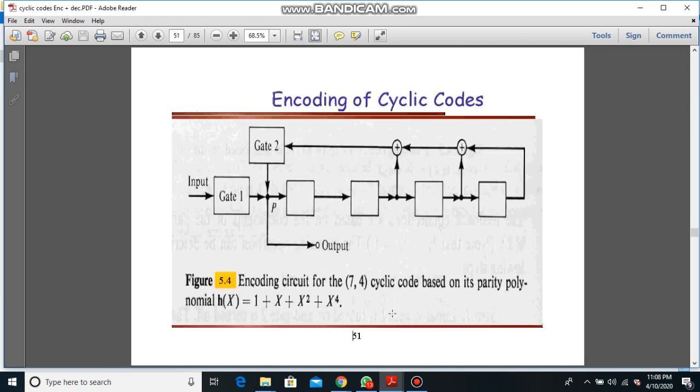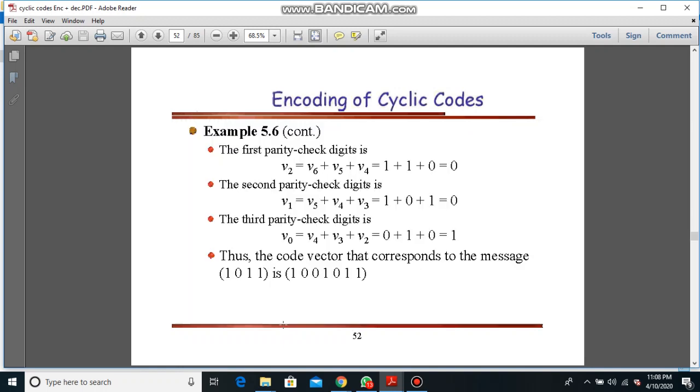Now this is my design with shift registers. This is my initial register. This and this are the 3 registers, as the generator polynomial is having 4 bits. Encoding of cyclic code, the check digits are v2, v1 and v0 and you will get the output as 0, 0, 1. v0, v1, v2. So this we will put.